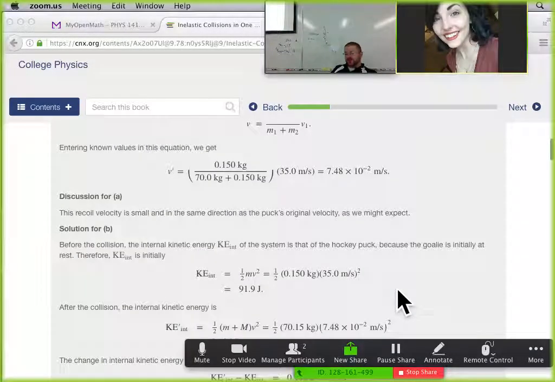But that kinetic energy of the puck is really high, and that's why it's so dangerous. The kinetic energy was completely lost in the sound and the deformation and everything else, the squishing of the pads, so the goalie doesn't have hardly any kinetic energy to end with. A goalie, no matter how massive they are, moving at 7 centimeters per second is not very dangerous.